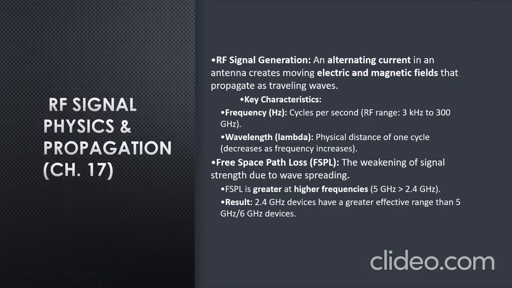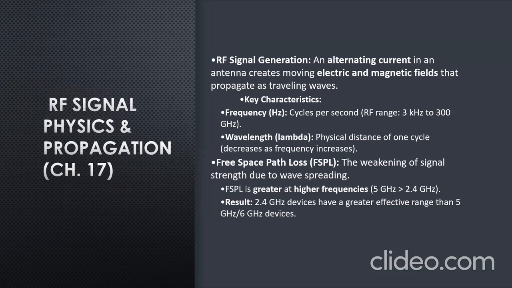You have to know that RF signal generation, an alternating current in an antenna, creates moving electric and magnetic fields that propagate as traveling waves. It has key characteristics. The frequency unit is hertz, cycles per second, and the RF range is 3 kilohertz to 300 gigahertz. We also have the wavelength, unit lambda, which is the physical distance of one cycle. And when lambda decreases, the frequency increases.